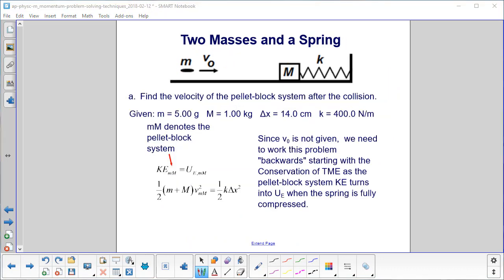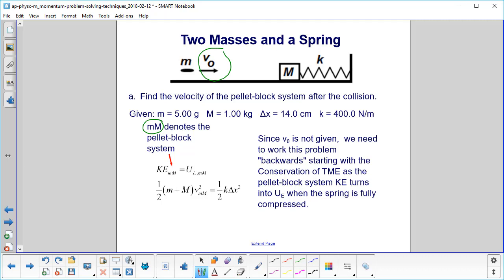Find the velocity of the pellet block system after the collision. Let's do a little notation here. Little m, capital M, denotes the pellet block system. Now, we're not given what V0 is. So because of that, we have to work this problem backwards.